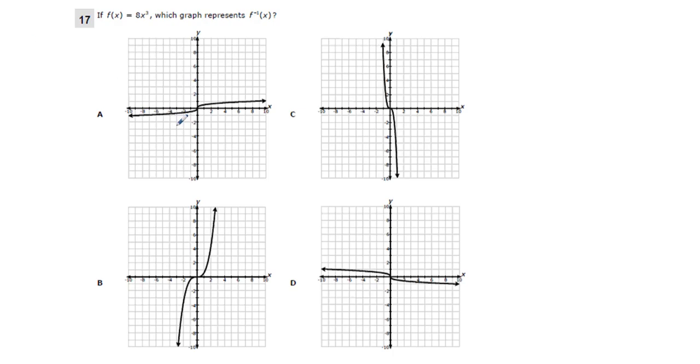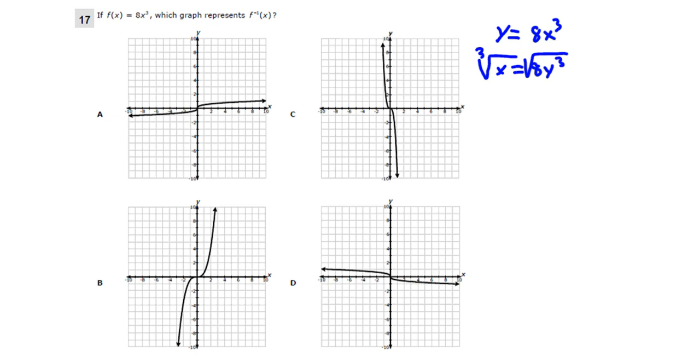Next, 17. If f of x equals 8x cubed, which graph represents f negative 1 of x? So we can do our 4-step process. The first step is change that f of x to y. So I'm going to put down y is equal to 8x cubed. And so I'm going to switch x and y. So x equals 8y cubed. And solve for y, we're going to take the cube root of both sides.